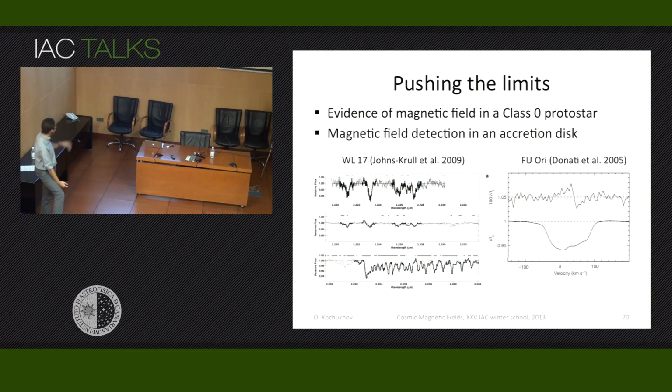So in the future, when we get better telescopes and larger mirrors, maybe a 40-meter telescope, we could possibly study both the field of the star itself and the magnetic field inside the disk.